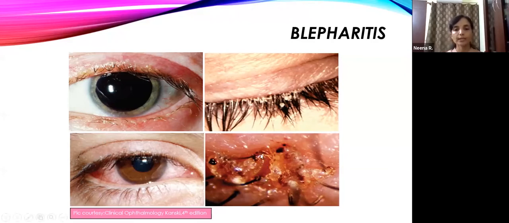So the treatment would be to epilate the lashes one by one, suffocate the lice with some sort of eye ointment, and mechanically remove them. It's an STD, so you have to treat all the contacts.